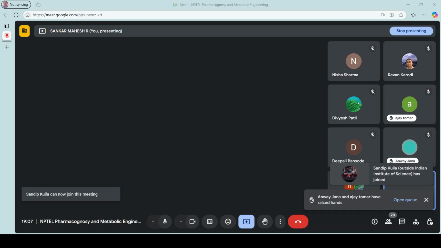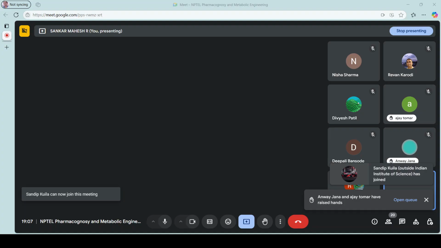The next question is: identify from the following which is not a suitable plant cell and organ culture technique for production of specialized metabolites. Option A, multiple shoot culture. Option B, adventitious root culture. Option C, cell suspension culture. And option D, somatic embryogenesis.